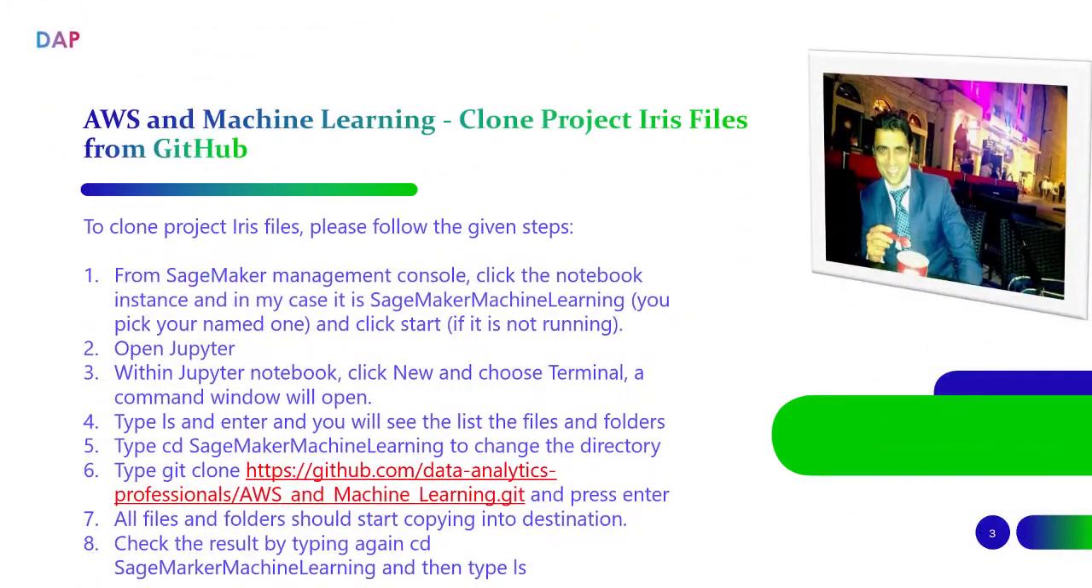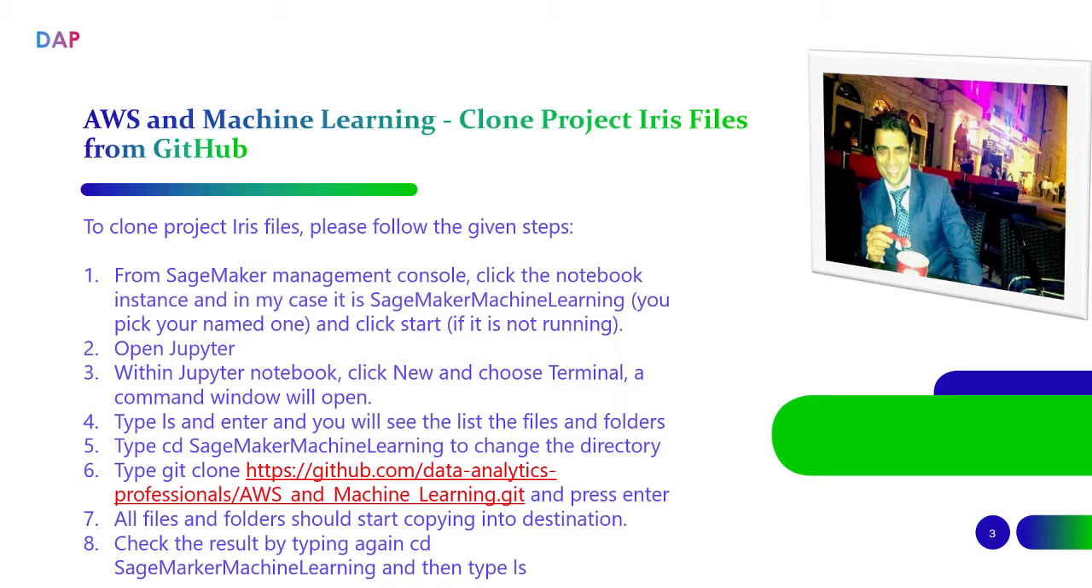Moving forward, now to clone Project Iris files from my GitHub account, which I opened specially for this lecture series, please follow the given steps. Step number 1 is we need to go into SageMaker Management Console, and from there click Notebook Instances. In my case, I will pick SageMaker Machine Learning Test. I will see which one is active.